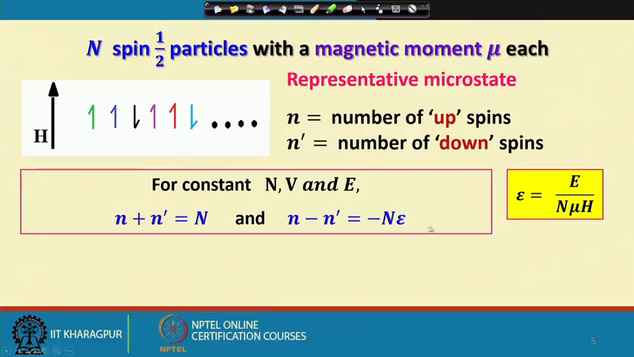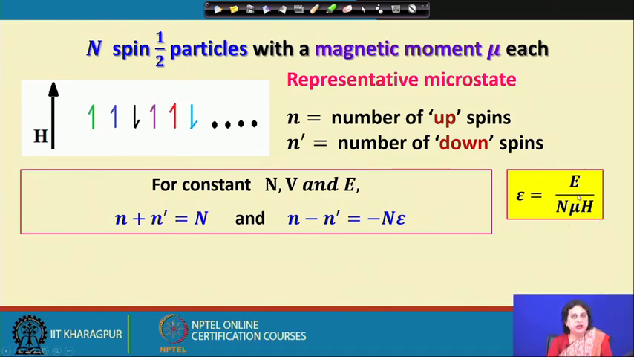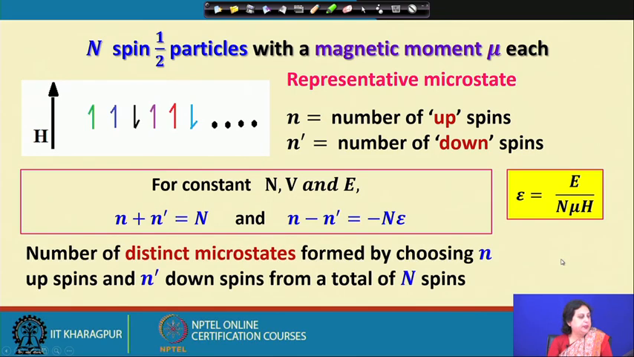Now, in this case, please remember that we have put in this definition that epsilon is equal to the total energy E, which is a given constant, then capital N mu h. In this particular case, the other reminder that I have for you is that the number of distinct microstates are formed by choosing these numbers small n and n prime from a total of capital N spins. So, small n of them will have up spins. So, automatically n prime, that is capital N minus small n, will have down spins.